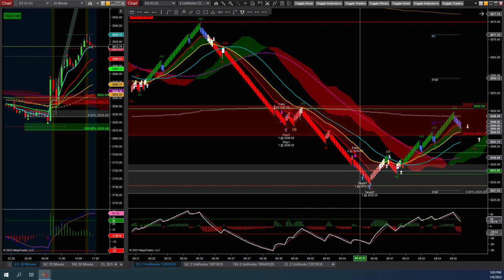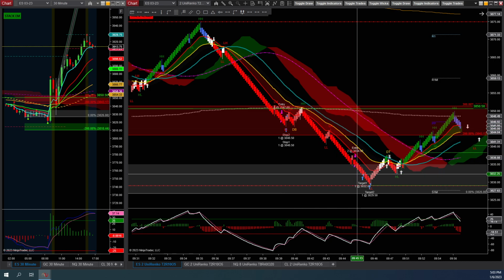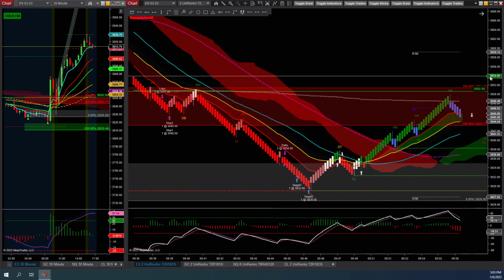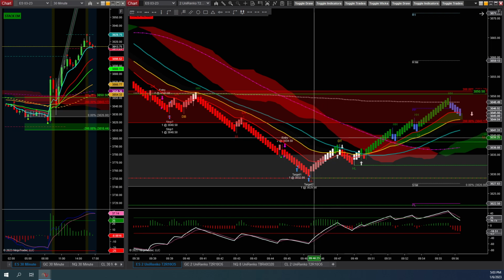I kept the targets there for them to be hit. It was hit. So that was the entry right there, 38.34.50, a wick out of the 21 moving average. These ones were all wicks out of the moving averages, right? So this one is a wick out of the 21. First target for $100 there, second target for $200 there.